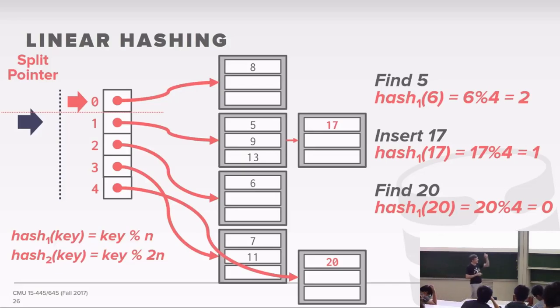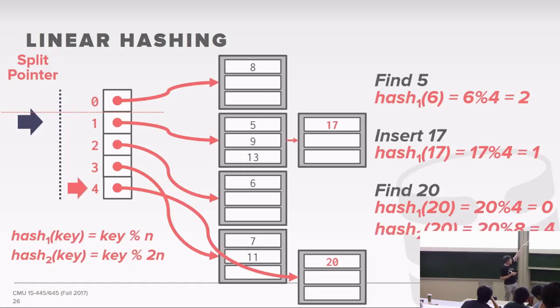So in this case, for find 20, it maps to the first slot using the first hash function. Therefore, I know I'm below the split pointer location, so I need to apply the second hash function, and then that will map me down to this slot here, and I can find the entry that I'm looking for. Again, this keeps going. If another bucket overflows, I'll apply the same split operation. I only keep the second hash function, and I move the split pointer down. And I keep doing this over and over again.